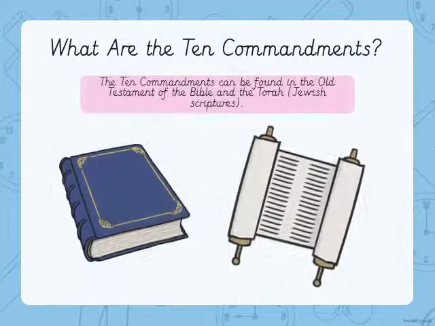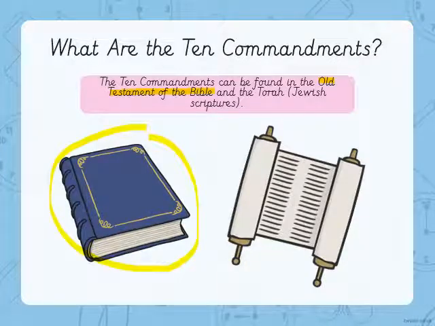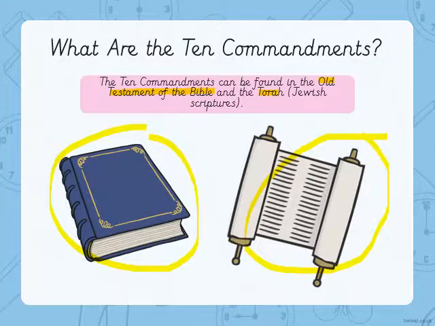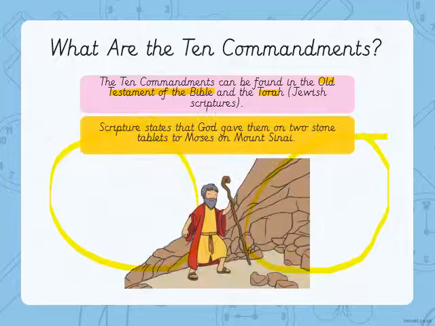So let's see. The 10 commandments can be found in the Old Testament of the Bible, and this is the Bible here, or in the Torah, which are Jewish scriptures which are written on scrolls. The scripture states that God gave the 2 stone tablets to Moses on Mount Sinai.